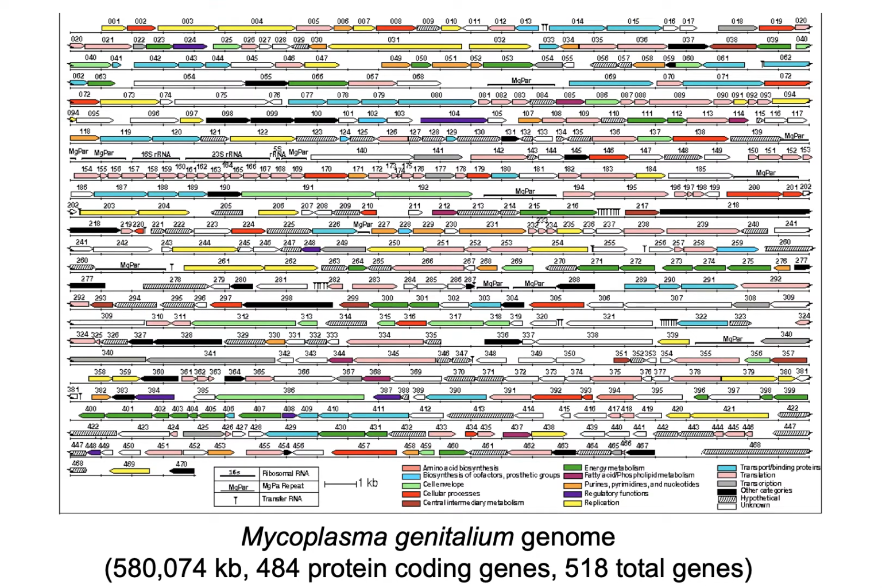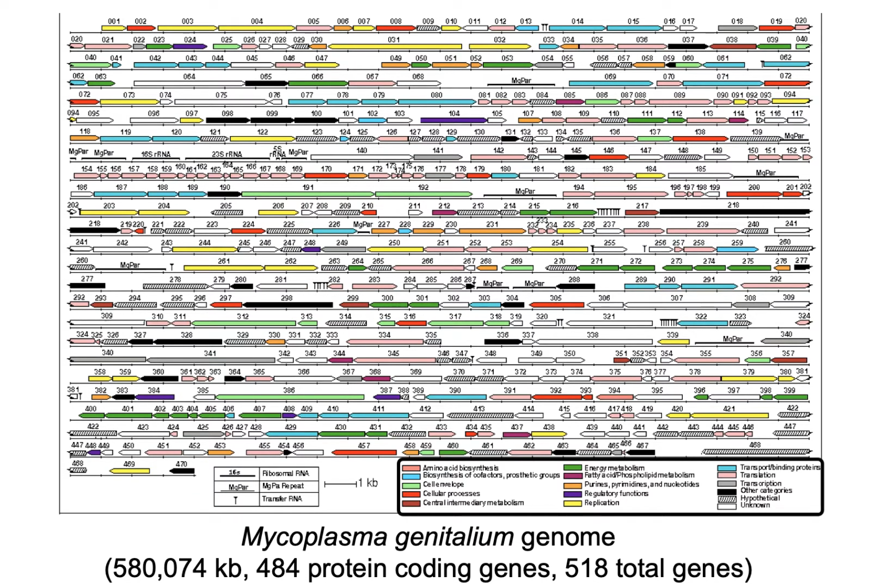Here's another diagram of the genome. At that time, you could actually put them in a linear form, and for something this small you can, but for anything larger it becomes impossible. So there are 484 protein coding genes, 518 in total, counting the tRNAs and the ribosomal RNAs. The one ribosomal RNA is here, and then the tRNAs are spread out throughout the genome.